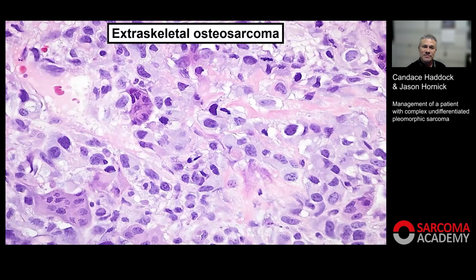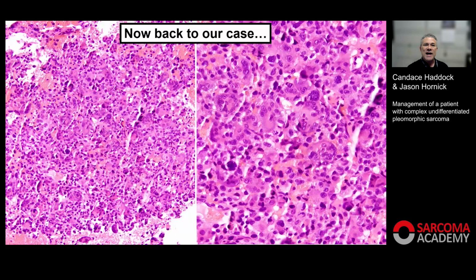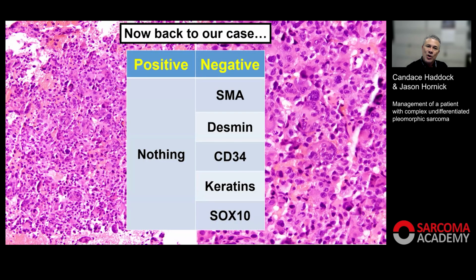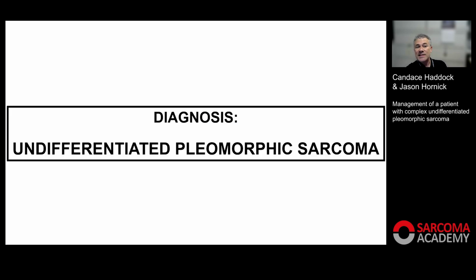Next slide. So this is an extraskeletal osteosarcoma that does have some osteoclasts, those purple cells on the left. Next slide. So now back to our case. So we're looking again at the same images we saw. Next slide. Immunohistochemistry was performed and nothing was positive. All of the markers we would imagine to help us diagnose carcinoma, melanoma, leiomyosarcoma were negative. Next slide. So this is an undifferentiated pleomorphic sarcoma with prominent osteoclast-like giant cells.